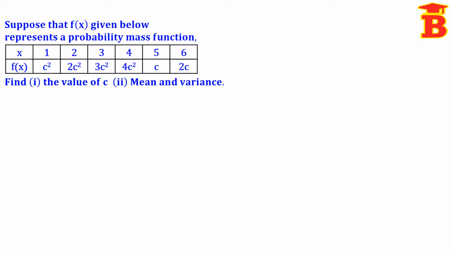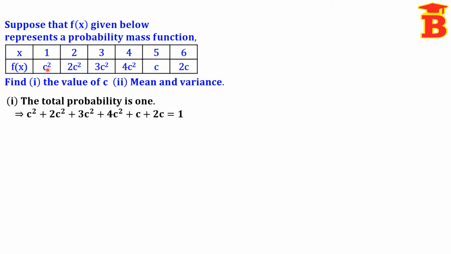Next problem, suppose that f of x given below represents a probability mass function. Find the value of c and then mean and variance. So given this is a probability mass function, we have to find the value of c. We know that the total probability is always 1. So taking total, adding these values, we get equal to 1.